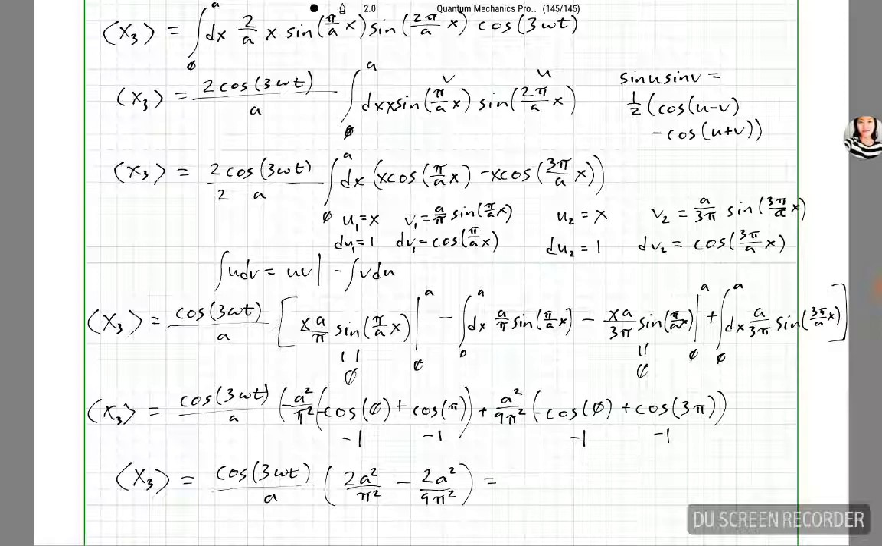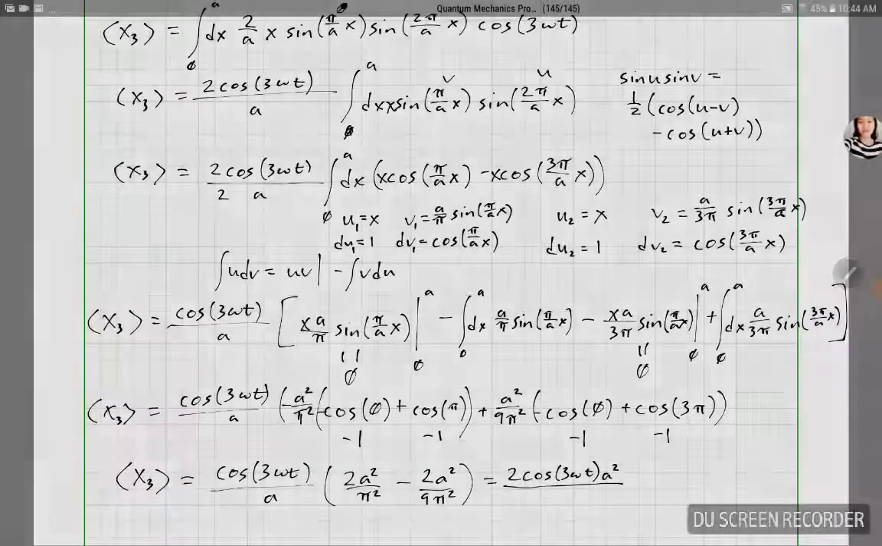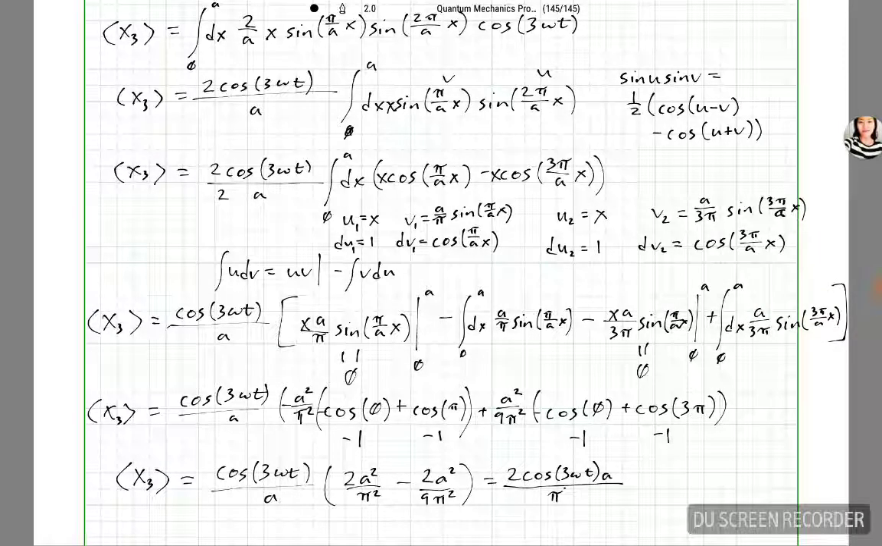Alright, so then I can pull out that 2. I could also pull out the a. I can pull out everything except for the 1/9. Okay, so I'm going to have 2 cosine 3 omega t, and then a squared, which is going to cancel out with one of those a's on the bottom, over pi squared. And then I'm going to have 1 minus 1/9, that equals 9/9 minus 1/9 is 8/9. So I get 16a cosine 3 omega t over 9 pi squared.